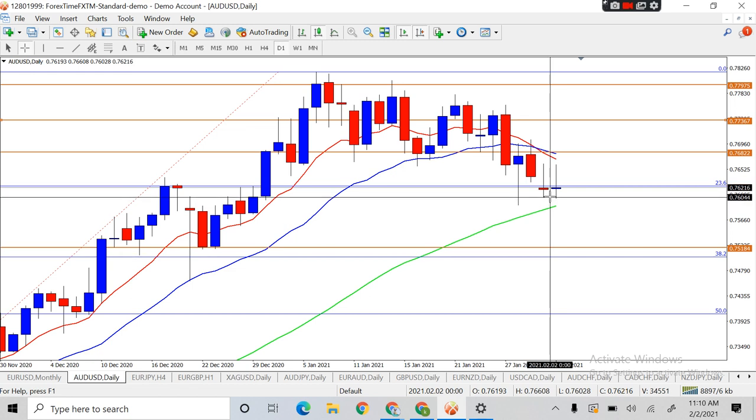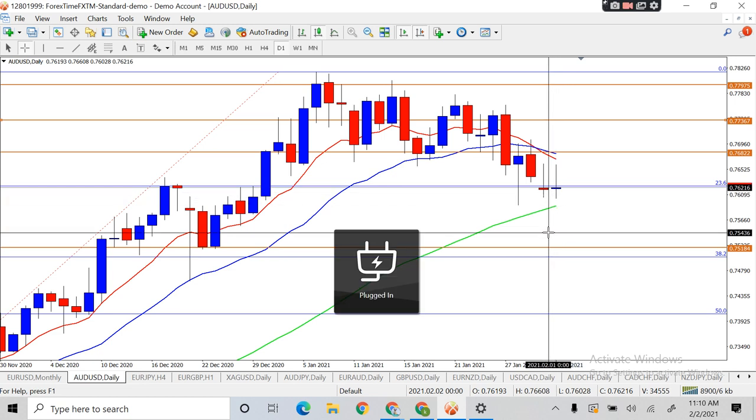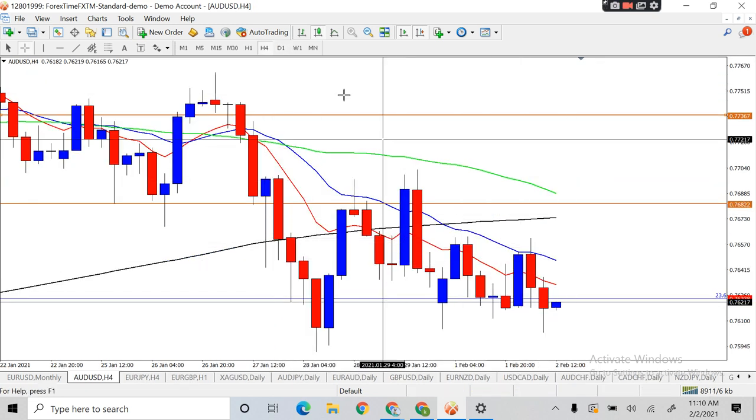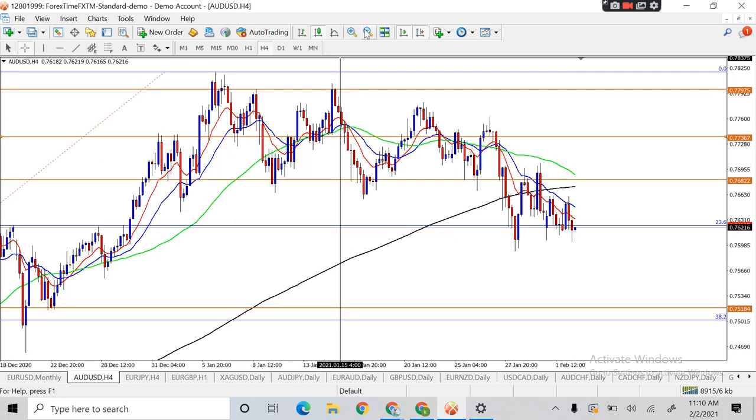Wow, that's actually activated it. Okay, so what to do is if I wait at the end of this candle, this is D1. Now let me go to a smaller time frame. All right, this is a smaller time frame.